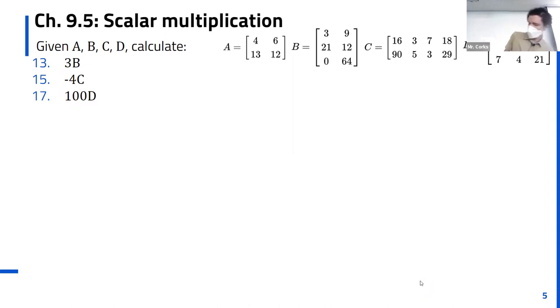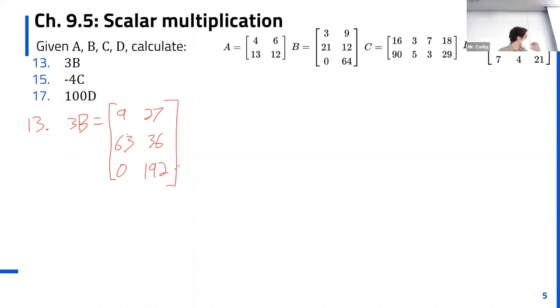Okay, so let's just go through these ones quickly here. I will just choose some random people. So 13, we are doing 3 times matrix B. Okay, Huilin, can you start? Can you tell us 3B? First, each row in order. 192. Everyone agrees? Okay, good. That's the first one.